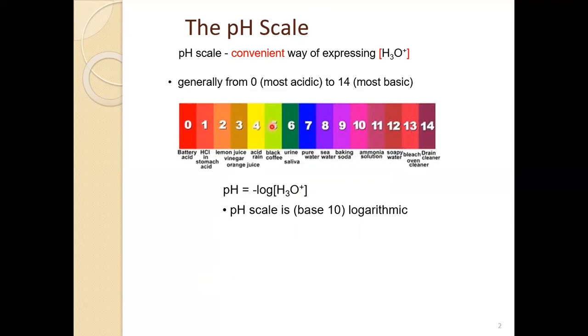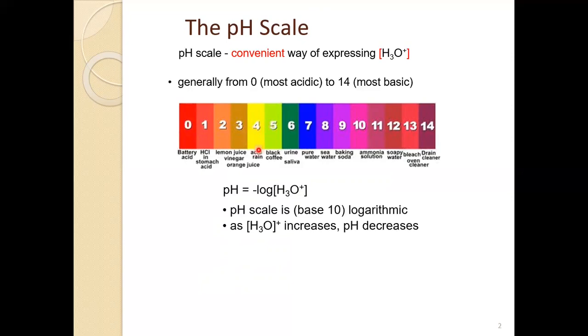But because there's a difference of 1 unit, and because it's a logarithmic scale, pH 4 is 10 times more acidic than pH 5. Likewise, a pH 5 solution would be 10 times more acidic than a pH 6 solution. And a pH 4 solution would be 10 times 10, or 100 times more acidic than a pH 6 solution. So a small difference in pH actually means a fairly significant difference in the actual hydronium concentration, and therefore the properties of that substance.